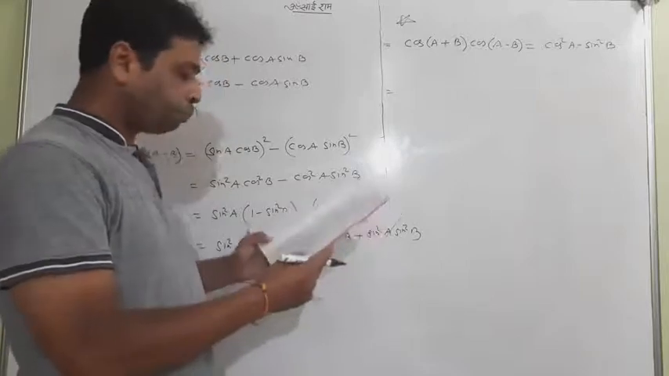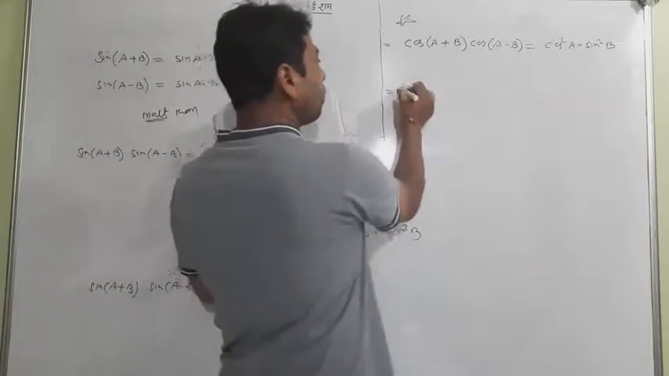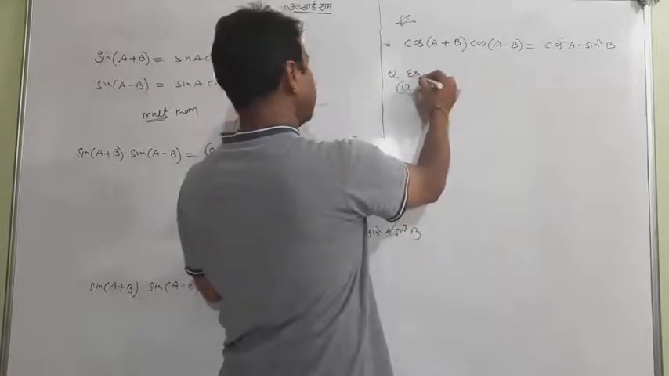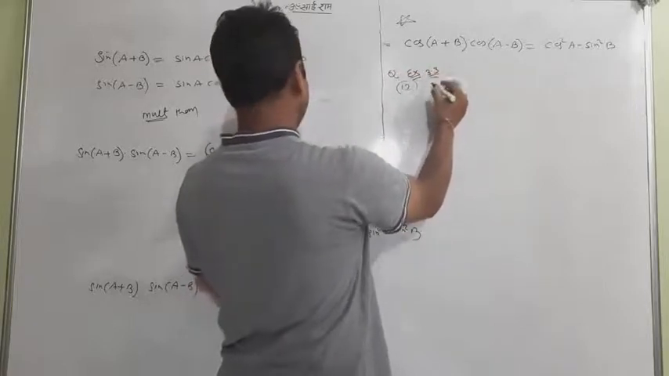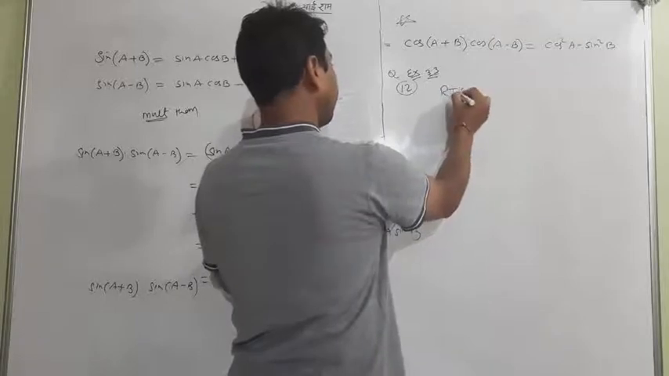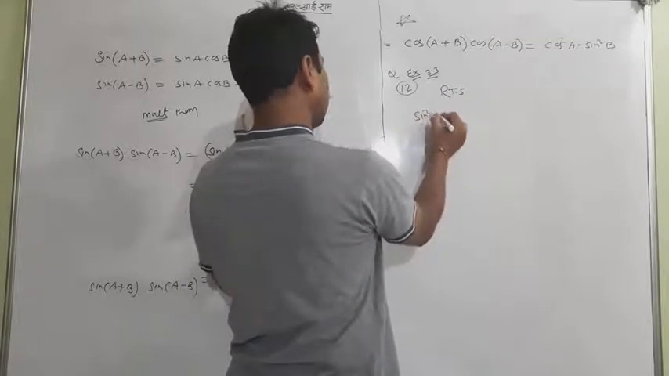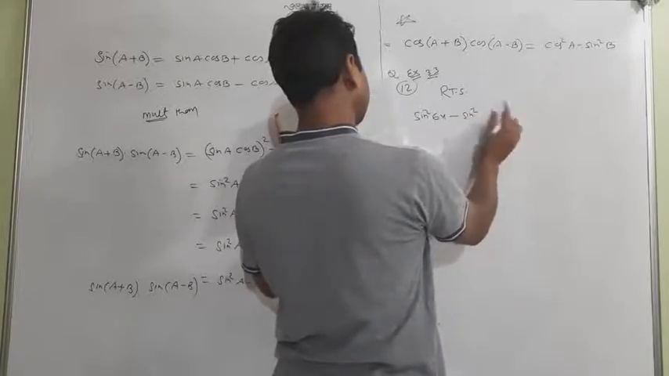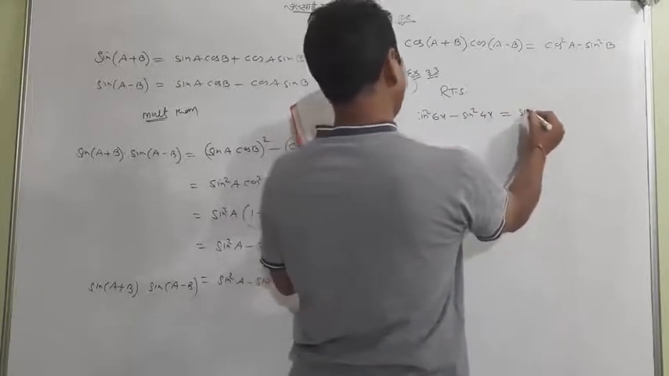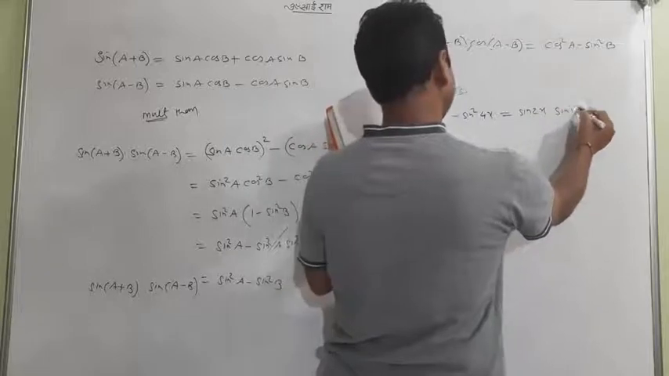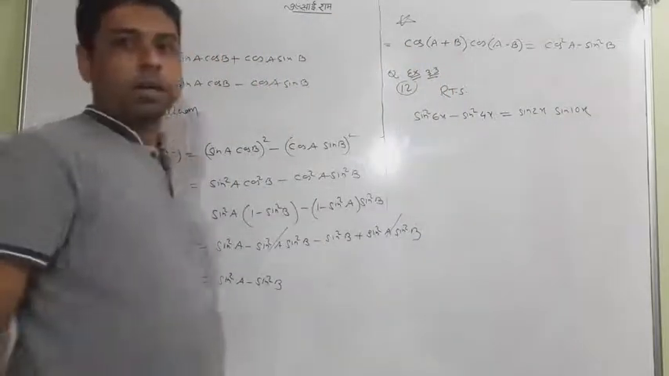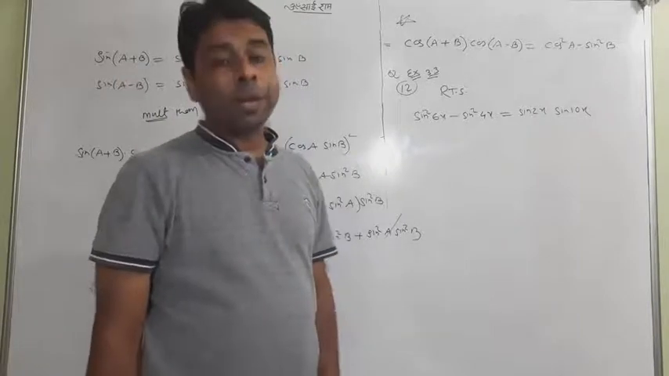Look at it now. I have question number 12 of exercise 3.3. Show that sin square 6x minus sin square 4x equals sin 2x sin 10x. This is the question, and let me tell you, it's one of the easiest ever.